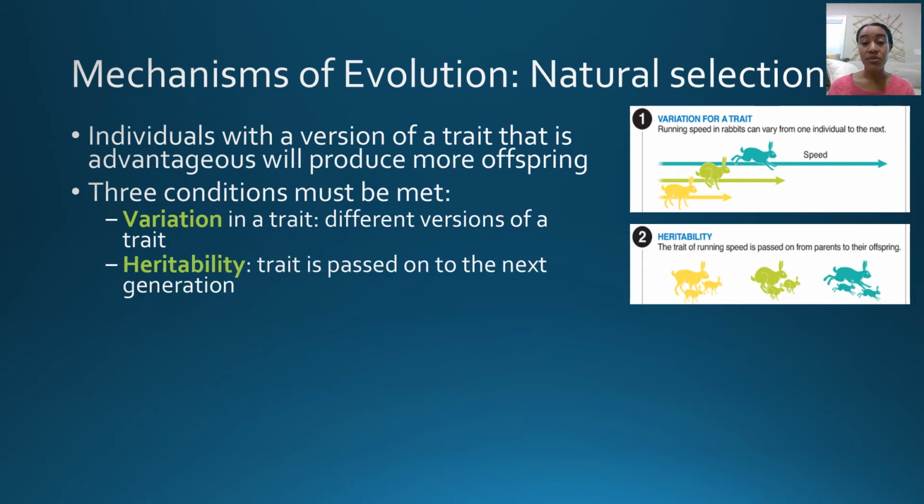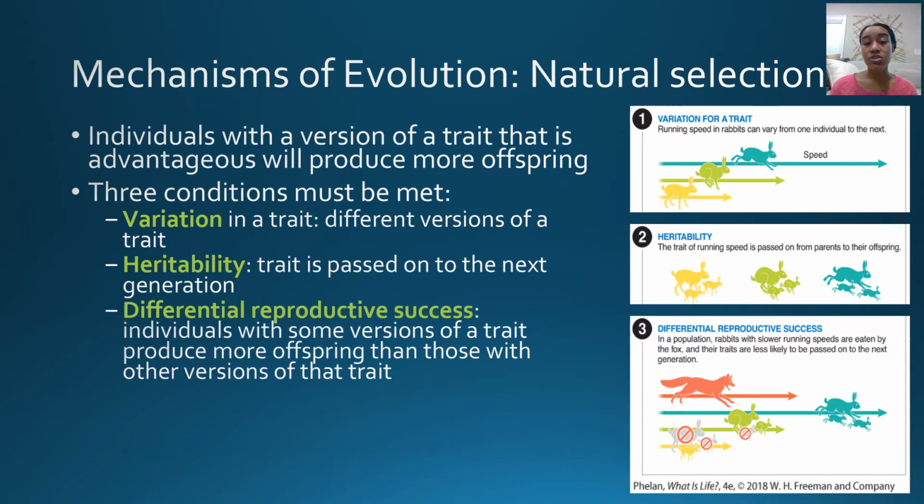There has to be heritability. So the trait has to be passed on to offspring. So it has to be present in the gametes, right? So the slow rabbit will pass on traits of being slow to its offspring, and the fast rabbit will pass on the version of the trait that allows them to be faster to their offspring, and same thing with the medium speed rabbit. And the final condition that must be met is differential reproductive success.